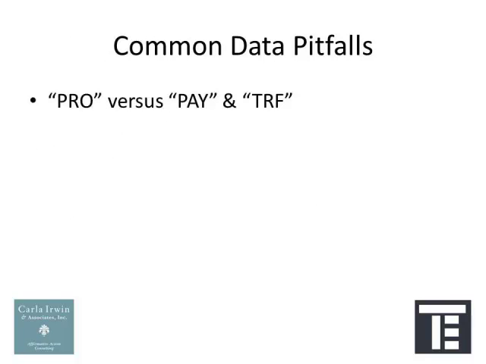Okay, so let's talk about some common data pitfalls. And with promotions, there are several different pitfalls that we commonly see. The first one is, if you have an HRIS system, you'll have transactions in there. For promotion, it's typically coded PRO. If you have a pay transaction where somebody's receiving a pay increase or a pay adjustment, that transaction may be coded PAY or something similar.